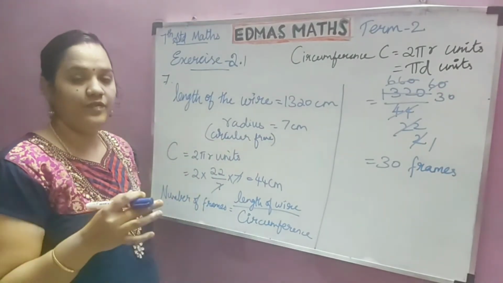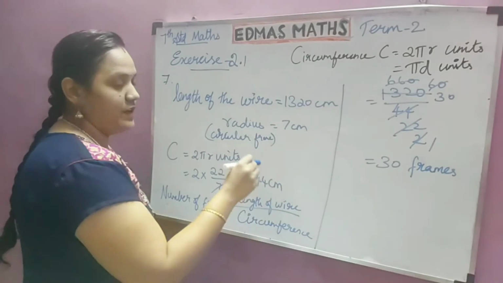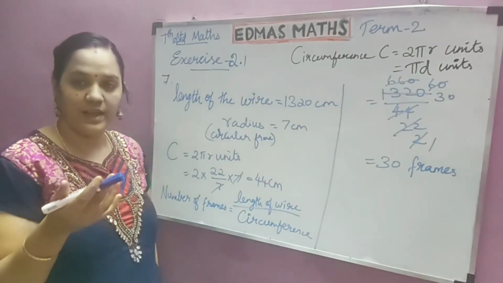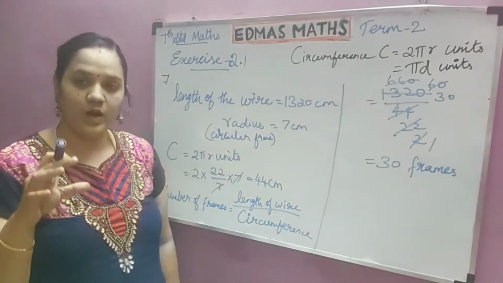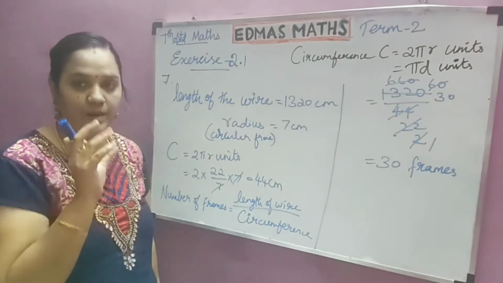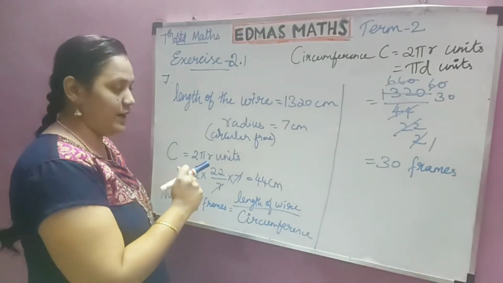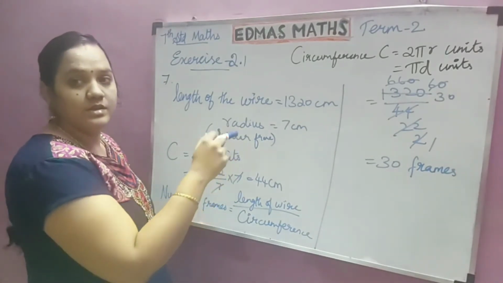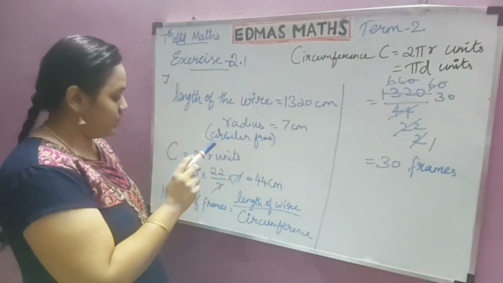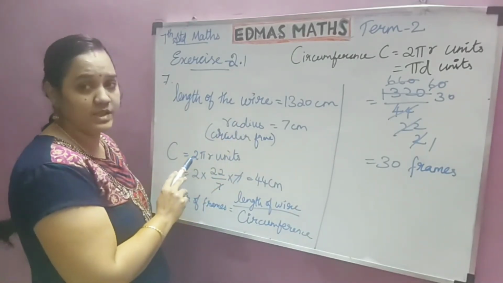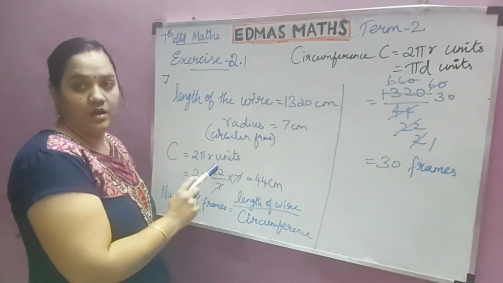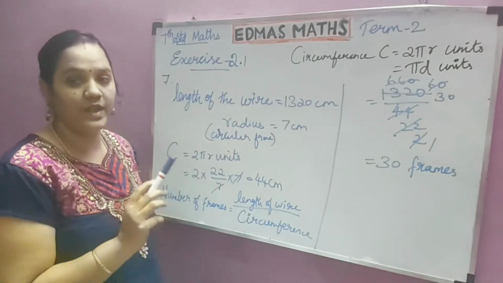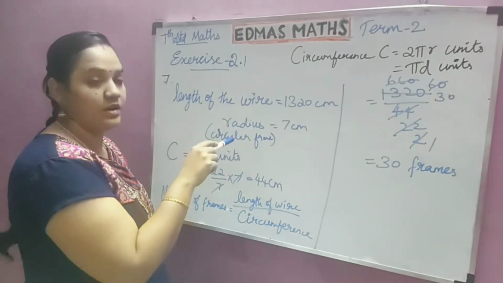Now the circumference is the total length around that wire which we made into one small circular frame. So we have to find the circumference of the circular frame first. For the circular frame circumference I used the 2 pi r formula. Since we have the radius of the circular frame, we are finding its circumference.